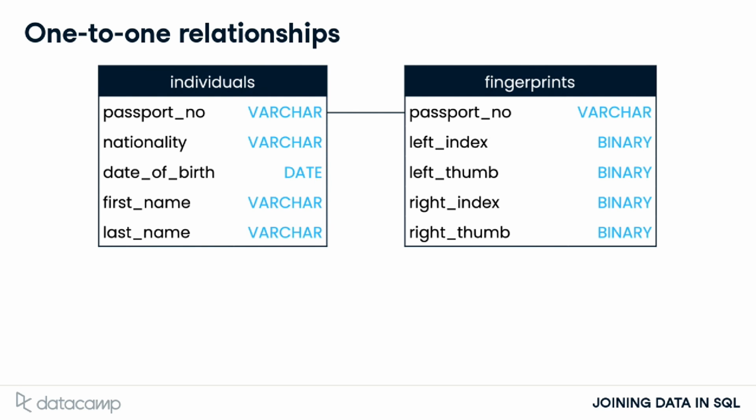It's a one-to-one relationship because a single individual, represented as one record on the individual's table, will have one set of fingerprints, represented as one record on the fingerprints table. The 4 different fingerprints are 4 different fields in each record.